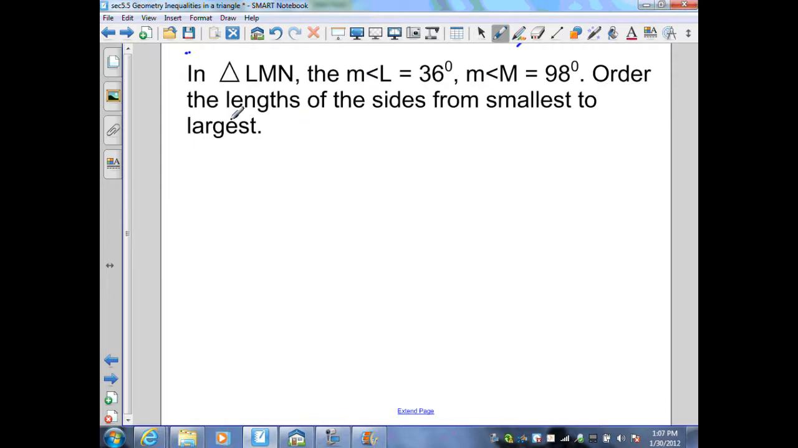And we want to order the lengths of the sides from smallest to largest. Let's draw a triangle. I'm not worried about the proportion. The measure of the angles will determine the lengths of the sides. Here I have vertices L, M, and N. The measure of angle L is 36 degrees. The measure of angle M is 98 degrees.